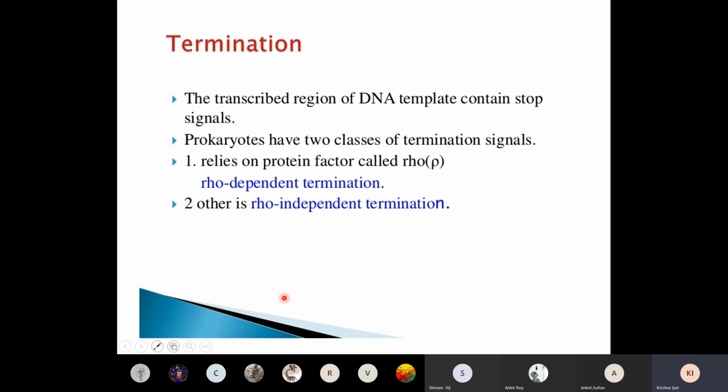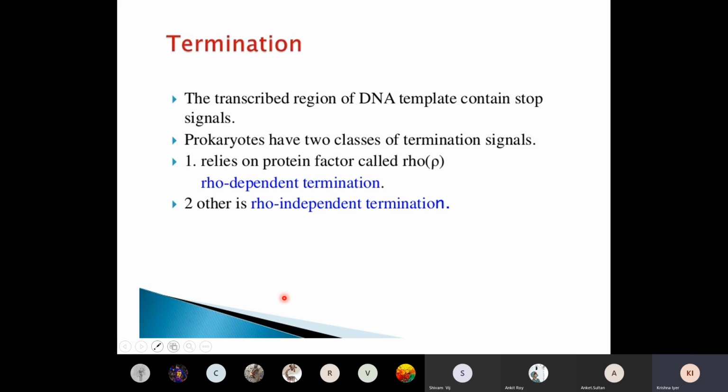Now, in prokaryotes, you have two types of termination signals. One type relies on a protein factor called the Rho protein, and this is part of what is called Rho dependent termination. Other types of termination signals are self-determined and cause termination without the involvement of this protein factor Rho, and that is referred to as Rho independent termination. So we have prokaryotic RNA stoppage occurring in two ways.